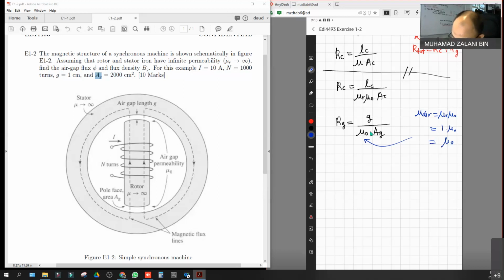Let's say in the question, if mu core is approaching infinity, in this case, RC, from this formula, RC is LC divided by mu core, right?